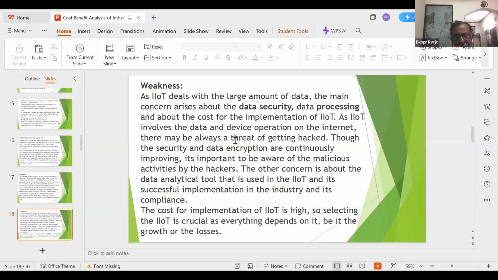Though the security and data encryption are continuously improving, it's important to be aware of the malicious activities by the hackers. The other concern is about the data analytical tools that are used in the industrial IoT and its successful implementation in the industry and its compliance. The cost for implementation of this industrial IoT is high. So, selecting the industrial IoT is crucial as everything depends on it, be it the growth or the losses.